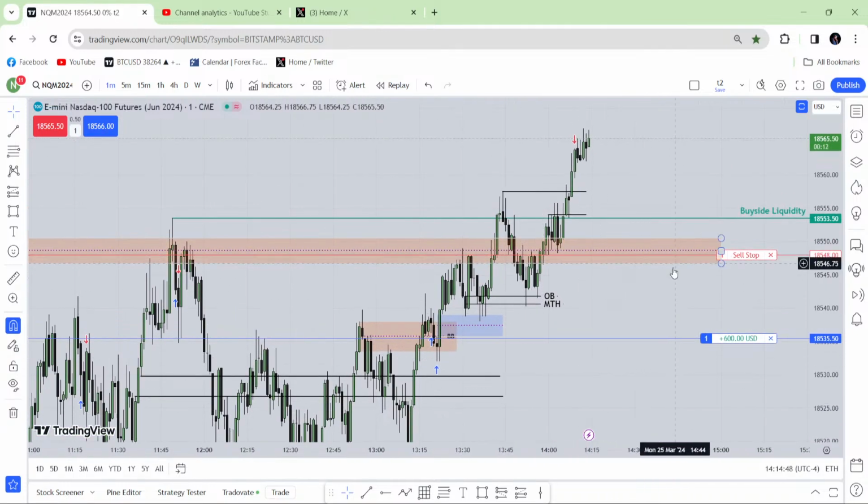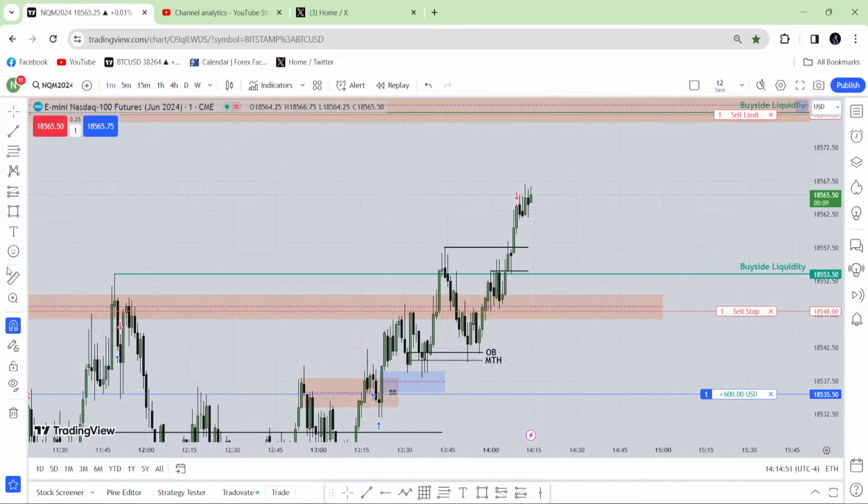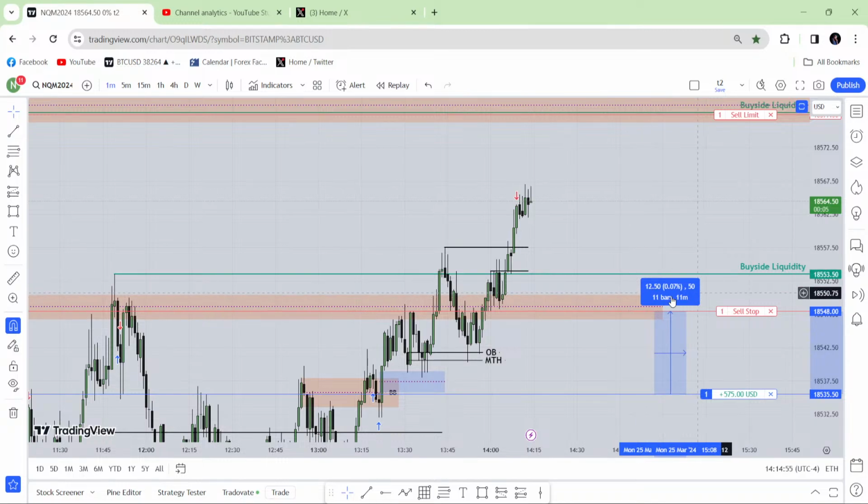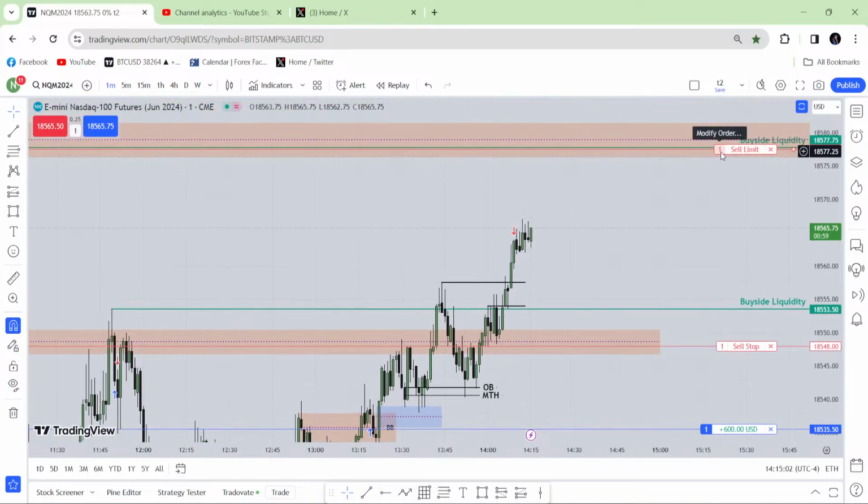Now my stop loss is over here. If it hits me, I'll still be profitable with some profit. Okay, over here 12 handle profit. Even if it hits my stop loss, I'll be profitable with 12 more handle. My expectation is market will go here and it will hit that sell limit.